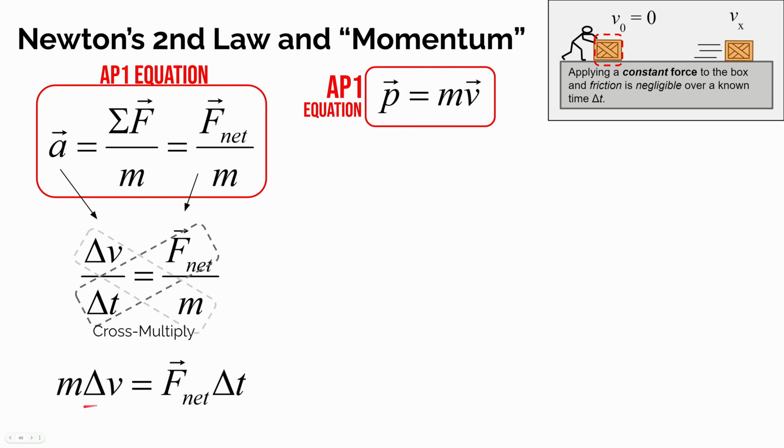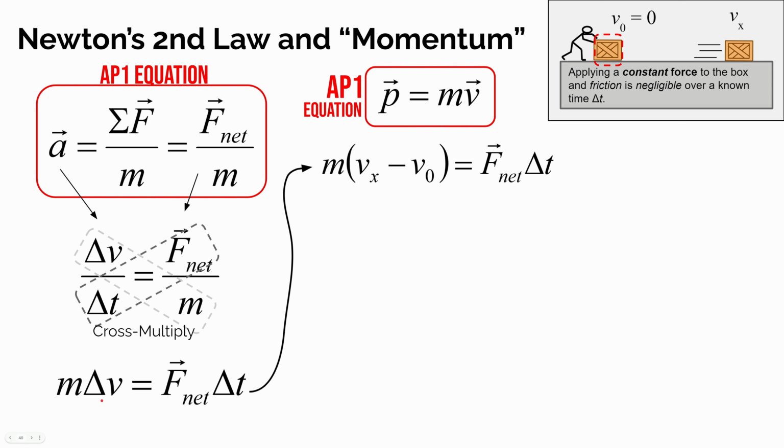So let's expand our delta v. That's the change in velocity. So the change in velocity is final velocity minus initial velocity. Now I'm going to just do some things to the left side of this equation. I'm going to distribute the m. So on the left side, we get the mass times the final velocity minus the mass times the initial velocity.